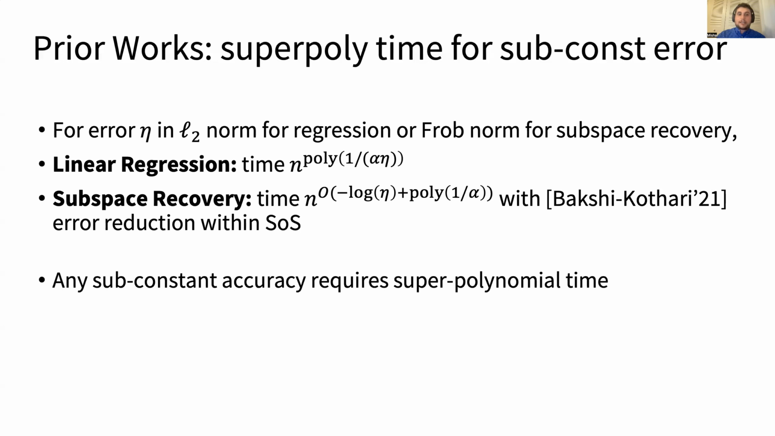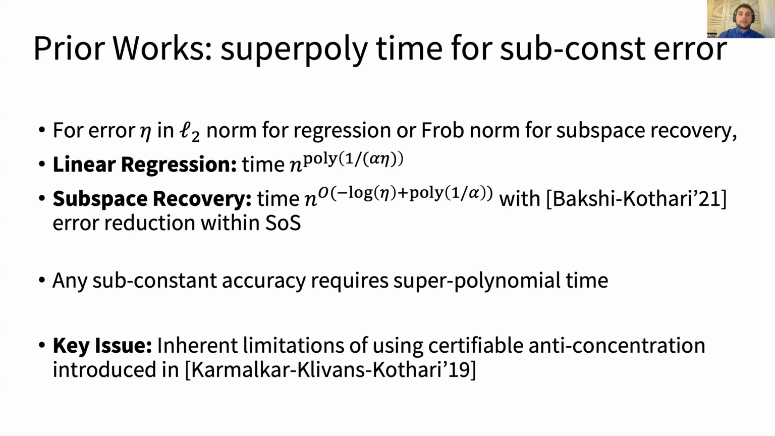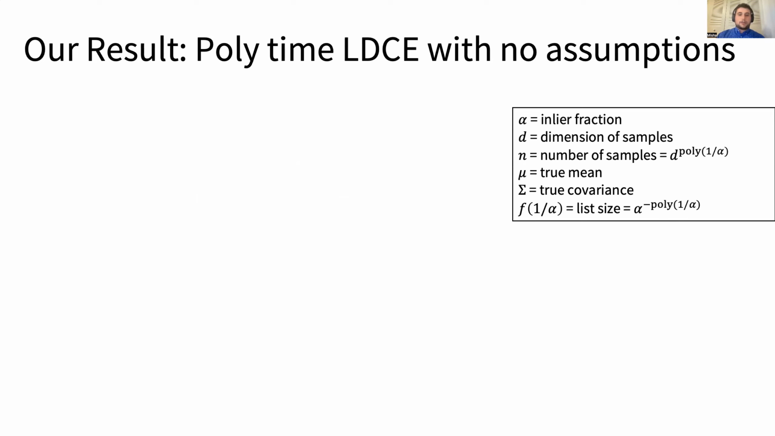So as mentioned before, any subconstant accuracy really requires super polynomial time. And this isn't something we a priori think should happen. We'd expect that getting subconstant error should not take super polynomial time. The key issue in these works that causes this is some inherent limitations of using a property known as certifiable anti-concentration, which was first introduced in Karmalkar, Klivans, and Kothari in 2019. So now we can say what our result is.